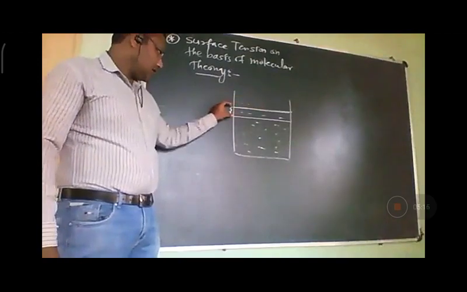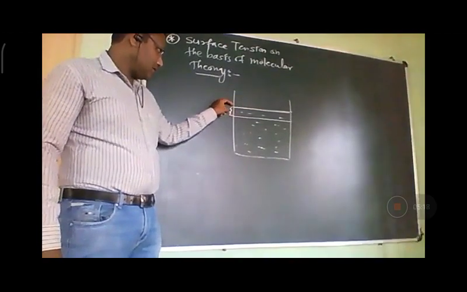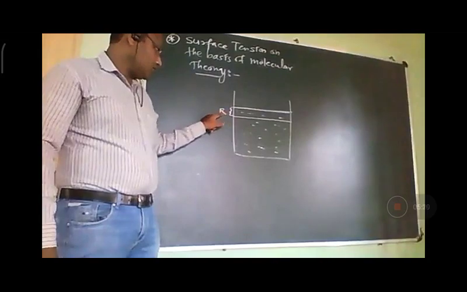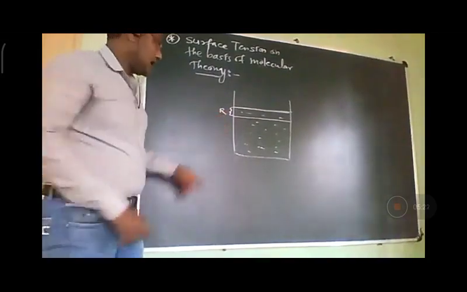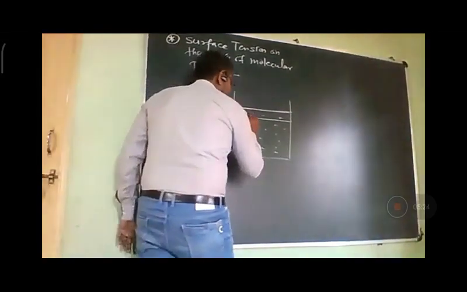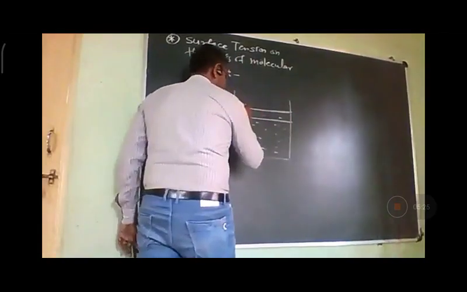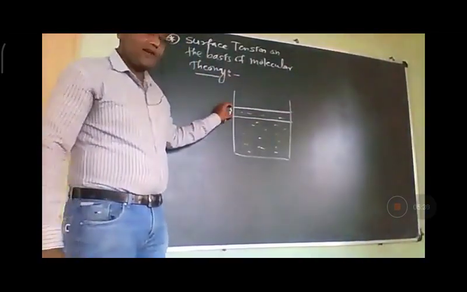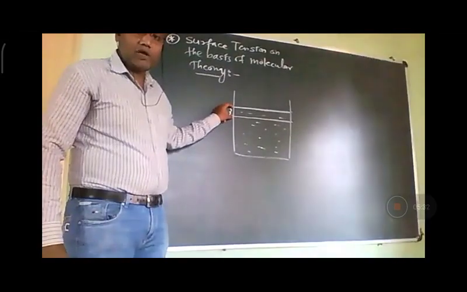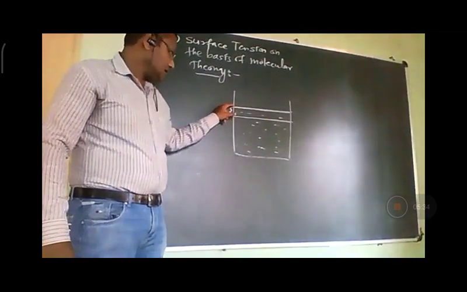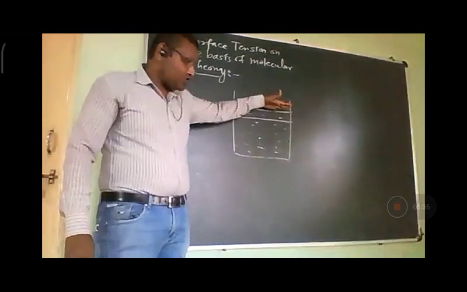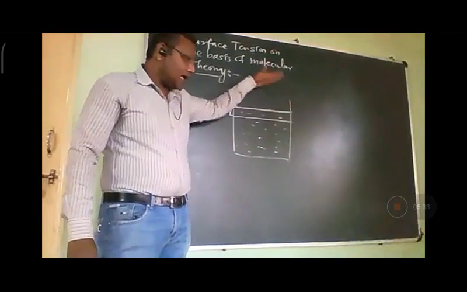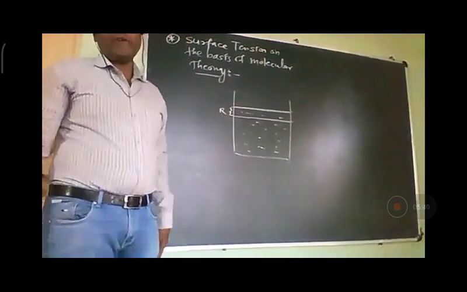I have drawn the thickness of the layer below this one, which is equal to capital R. Now this layer is the surface film. The basic difference between free surface and surface film: the surface film has a thickness equal to the range of molecular attraction, and the free surface is the uppermost layer of liquid which is directly in contact with air.